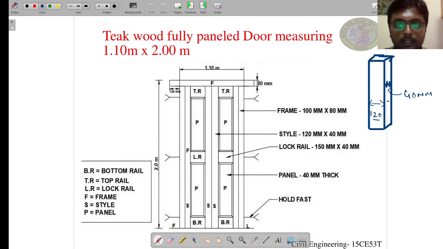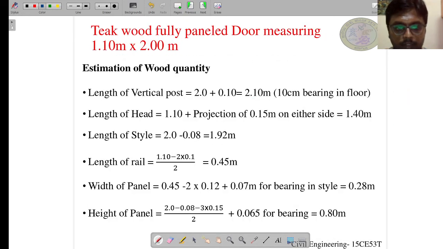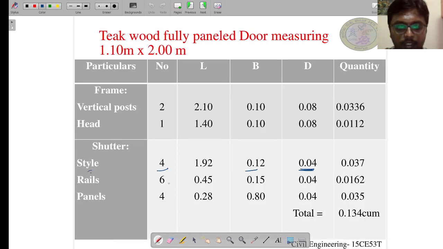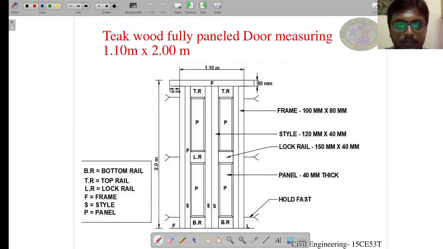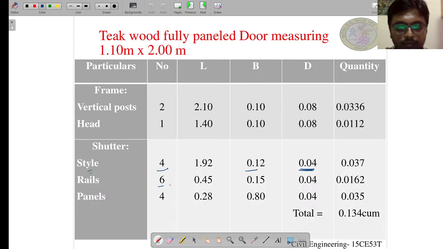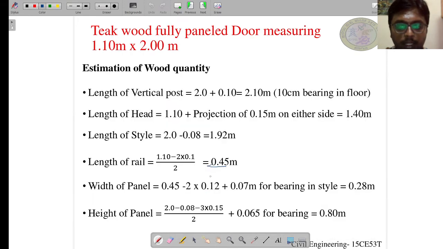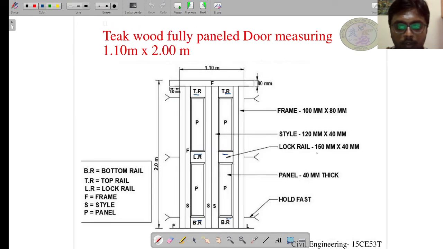So let us come to the rail. The length of the rail we have calculated as 0.45 meter, and we have 6 number of rails, 6 because we have calculated the length individually: 1, 2, 3, 4, 5, 6. So we have put 6, length of 0.45 meter, and also we saw that the breadth of the rail is 150 mm or 0.15 meter, which is same for all the rails, that is top rail, lock rail and bottom rail.